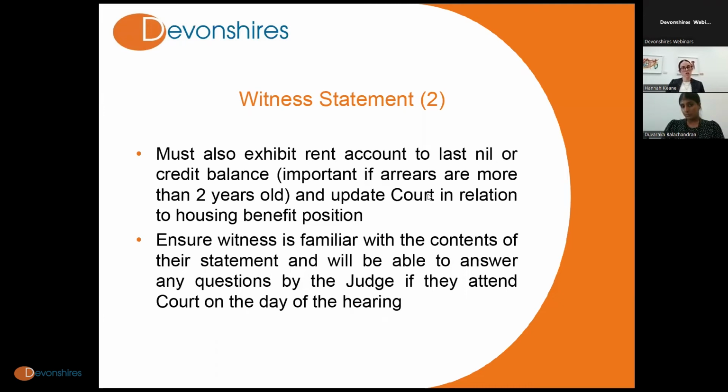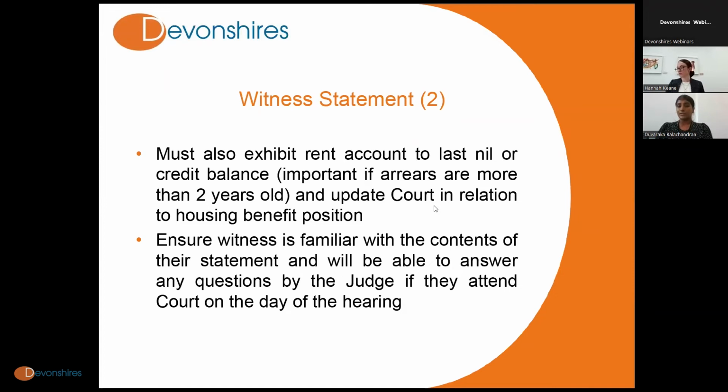Again, it is great to exhibit the rent account. At the time of actually issuing the proceedings, the rent account might be less or more. So it is very, very good practice to provide a rent account from the date of arrears to the date of the hearing. And again, provide an update on the defendant's circumstances. So in terms of the housing benefit position, DWP, any other benefits they're receiving, universal credit, if the tenant's gone on to PIP or any kind of circumstance changes, it's very crucial that you outline this on the witness statement.